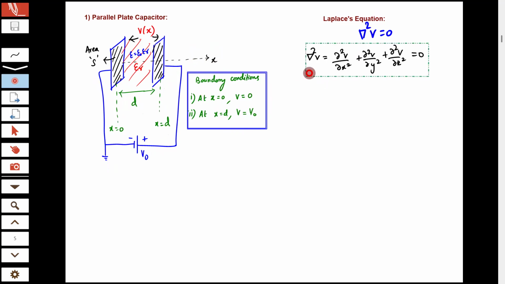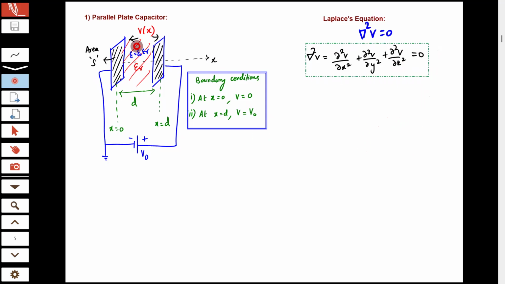So del square V function for rectangular system of coordinates can be written as second order partial differentiation of V with respect to x plus second order partial differentiation of V with respect to y plus second order partial differentiation of V with respect to z equals 0. Since the region between the two plates is charge free, we can write the rho v value as 0, and thereby this is the Laplace equation.